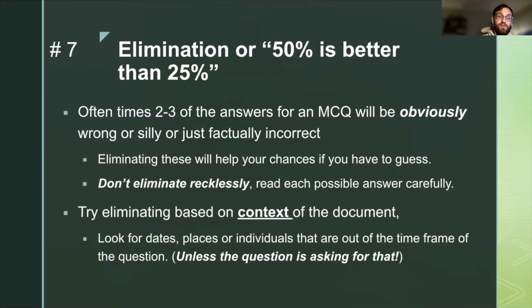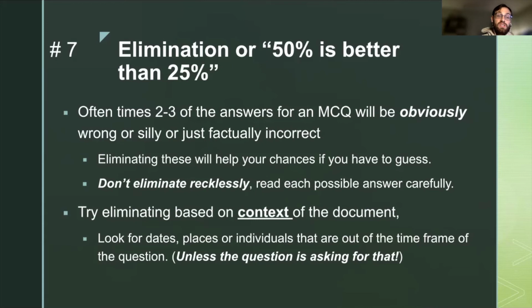When it all comes down to it, if you really don't know the answer to a question and you've got to guess, a 50% chance is better than a 25% chance. Now, oftentimes, 2 to 3 of the answers on an MCQ will be obviously silly or wrong or factually incorrect. If you can eliminate those, you have a much better chance if you have to guess.